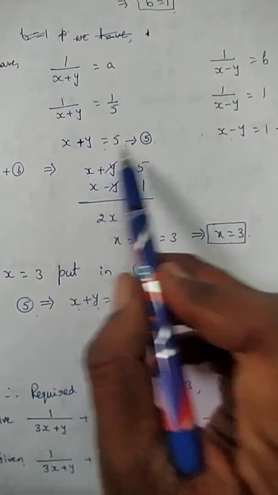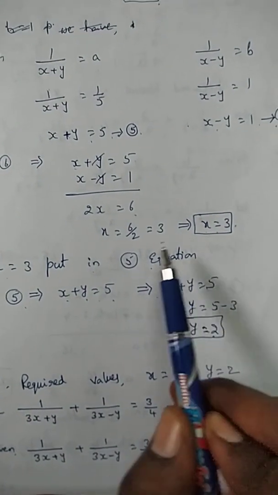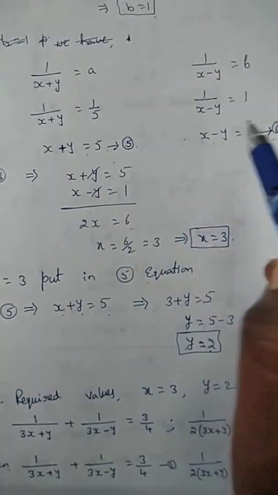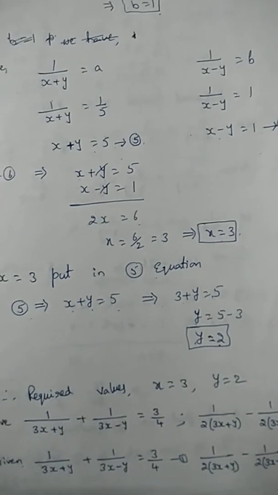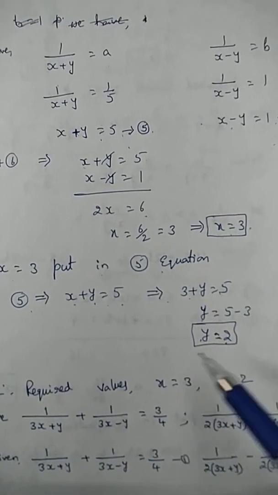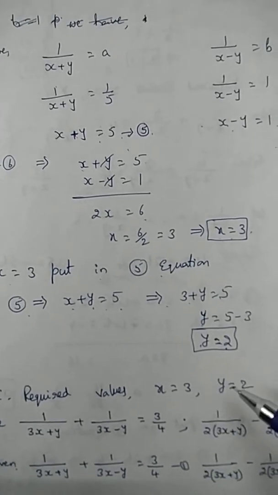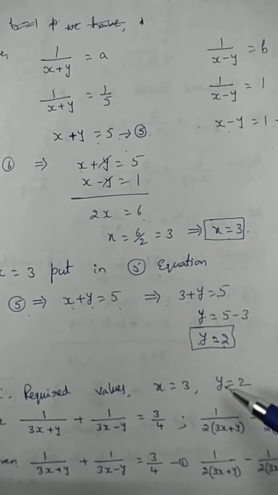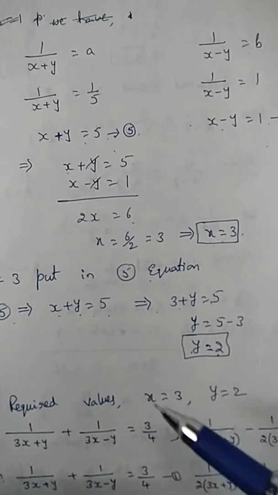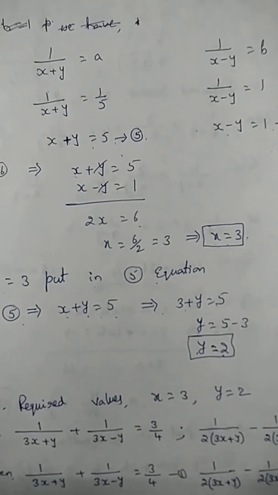Okay, so solving the fifth and sixth equations, we get the x value. Then that value is substituted in the place of the fifth and sixth only, not in the first and second equations. Clear? So fifth equation, x plus y is equal to 5, then y is equal to 2. What are the values of x and y here? x is equal to 3 and y is equal to 2. Clear? Those values can be substituted to check whether they are right or wrong. Clear? Okay.